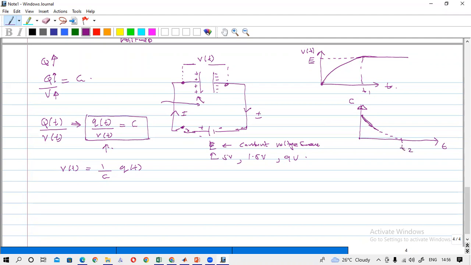Once the capacitor, so this is also T1, the same value T1. That means when the capacitor is fully charged, there is no current. And when the capacitor begins to charge, at that moment you have the maximum current.